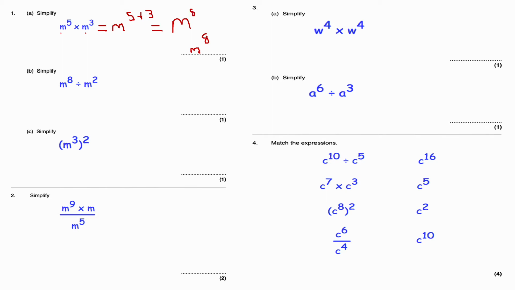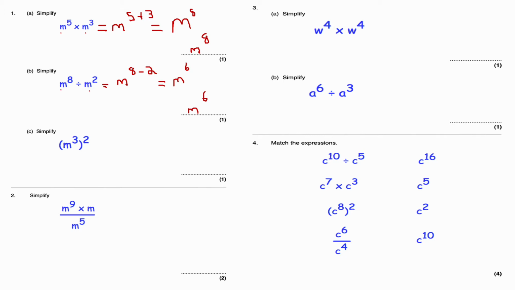This is part B. Simplify m to the 8 divided by m squared. If we're dividing and it's the same base, I subtract the powers. So it's 8 take away 2, which is equal to 6. So it's m to the power of 6.